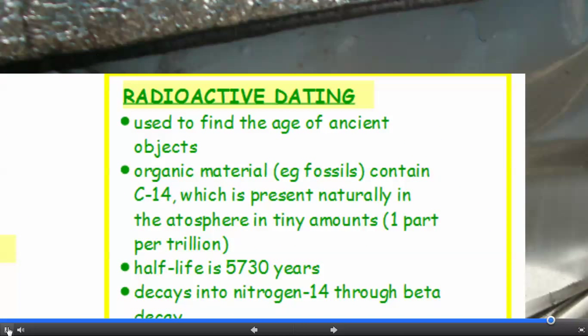Radioactive dating is also sometimes known as carbon dating. Now, this is used to find the age of ancient objects. Any organic material, by which I mean any material that was once living, for example fossils, contain carbon-14. We've already come across this. It's a radioactive isotope of carbon. And this is present naturally in the atmosphere in tiny amounts, as in 1 part per trillion. Now, the half-life of carbon-14 is 5,730 years, and it decays into nitrogen-14 through beta decay.